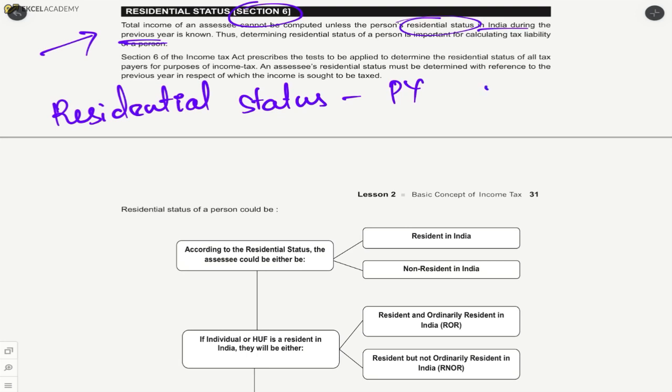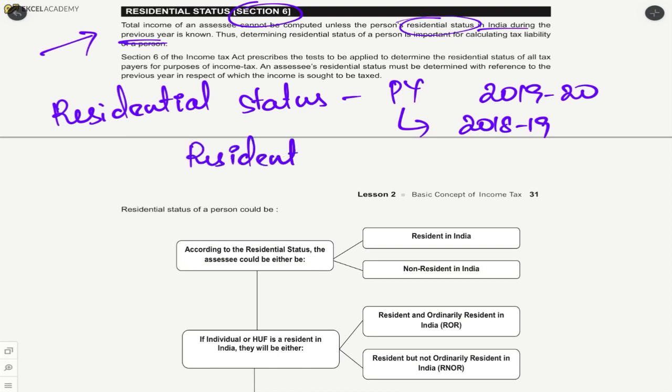For example, right now the financial year is 2019-20. So we are worried about the previous year 2018-19 as to what was the residential status of the assessee. Here one thing we should remember is that residential status is not the same as being the citizen of a country. One may be a citizen of the country and still not be a resident. One may not be a citizen of the country and still be a resident according to the Income Tax Act.